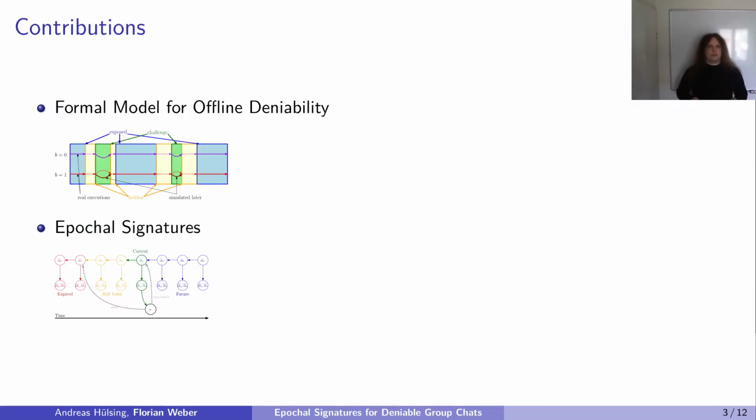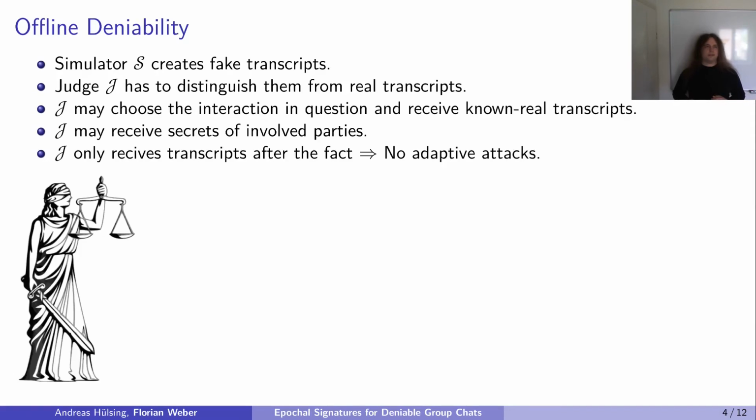Instead of looking into these things, we do, however, provide a formal security model for offline deniability, which to our knowledge in this form is a first. We don't claim originality on most of the dimensions of deniability, but we are not aware of a formal model in the sense of a security game for these notions. Secondly, we introduce epochal signatures, which are a useful tool with which many non-deniable existing schemes can be turned into deniable schemes. Particularly this applies to many group chats.